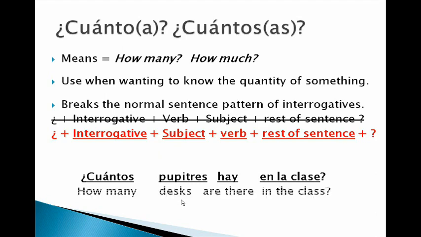So if we wanted to ask how many desks are there in the class, we're going to say ¿cuántos pupitres hay en la clase? The common interrogative formula pattern would be ¿cuántos hay pupitres en la clase? Which sounds absurd, makes absolutely no sense in a Spanish sentence. So instead we say the interrogative, ¿cuántos? Subject, pupitres, verb hay, and the rest of the sentence en la clase.